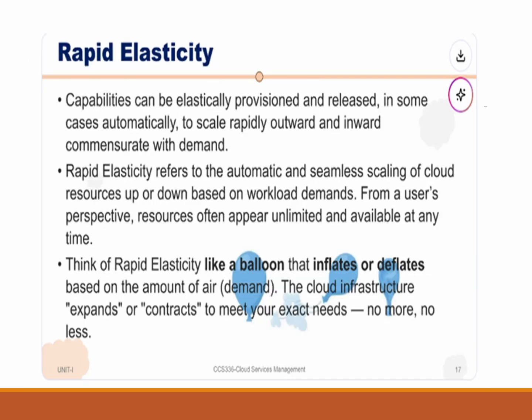Next one is your rapid elasticity. Capabilities can be elastically provisioned and released, in some cases automatically, to scale rapidly outward and inward, commensurate with demand. Rapid elasticity refers to the automatic and seamless scaling of cloud resources up or down based on their workload demands. From a user perspective, resources often appear unlimited and available at any time. Think of rapid elasticity like a balloon that inflates or deflates based on the amount of air. The cloud infrastructure expands or contracts to meet your exact needs, no more, no less.